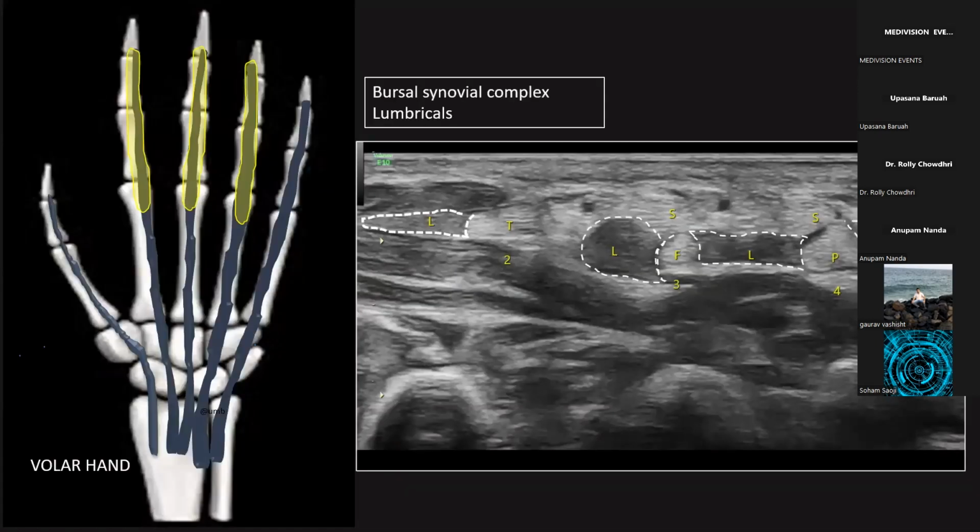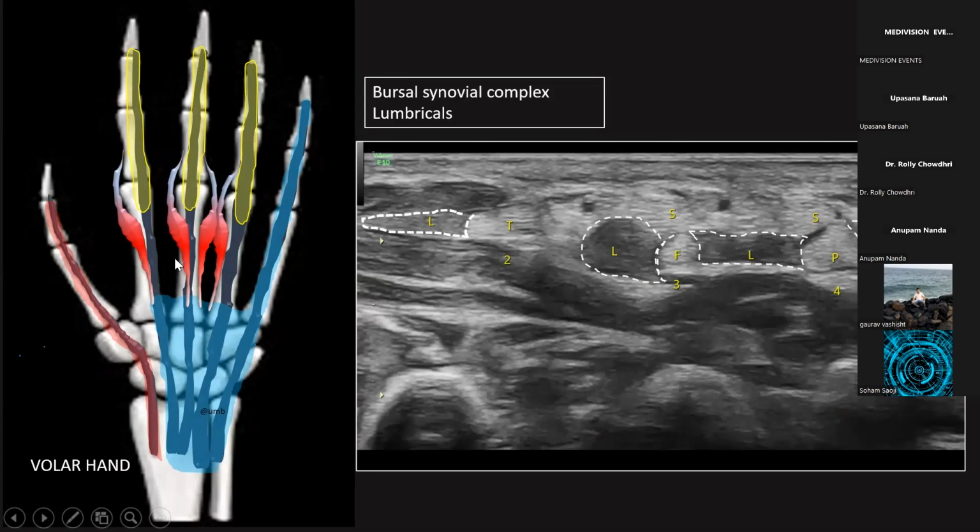A little bit about the bursal and synovial complex. We know we have an ulnar bursa and a radial bursa. The ulnar bursa is continuous with the little finger tendon, and this is the radial bursa. In between, these tendons don't have any tendon sheath, but distally they have. It is because it has to give attachment to the lumbricals.